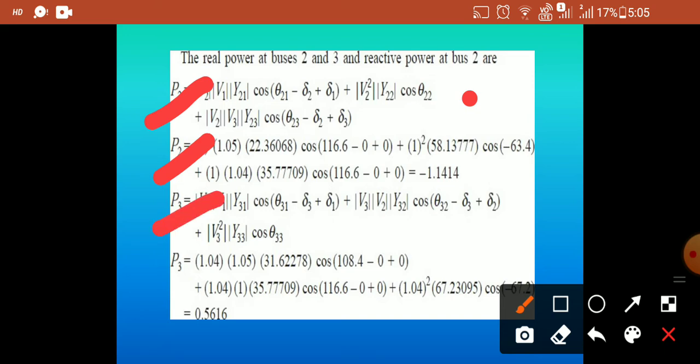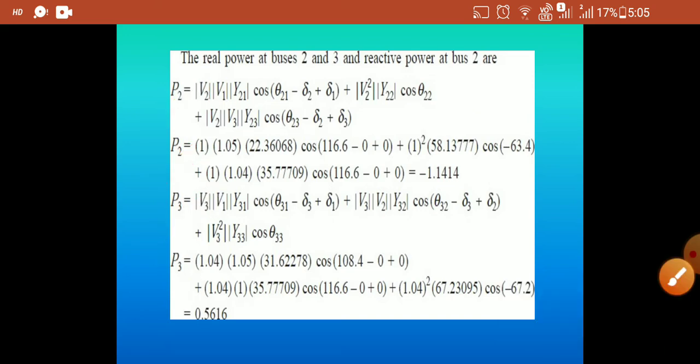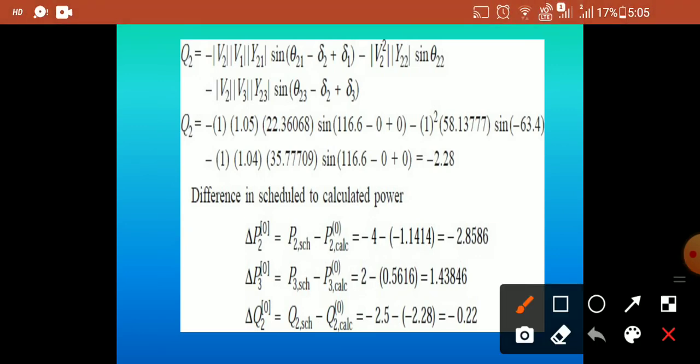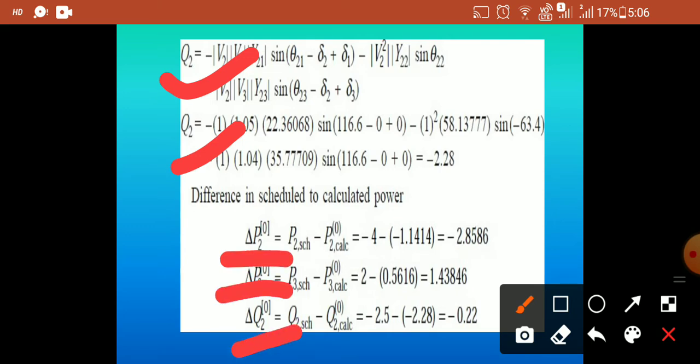Next, that is P2 and P3. After substituting this in the formula, we have to find out what Q2 is. So for Q2 also we have to write the equations and substitute the values, then we have to find the difference between the scheduled and the calculated power.